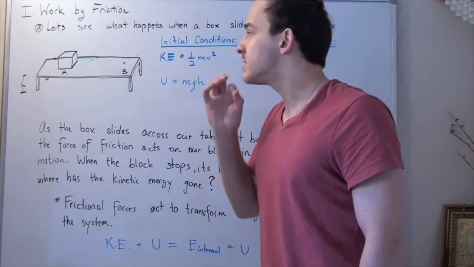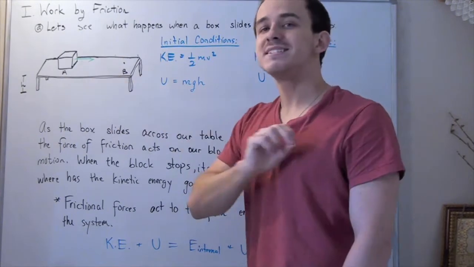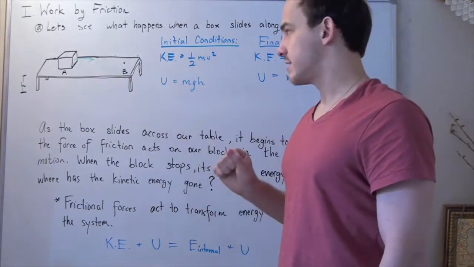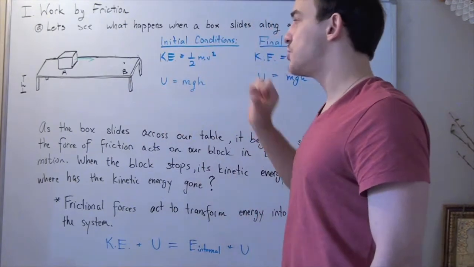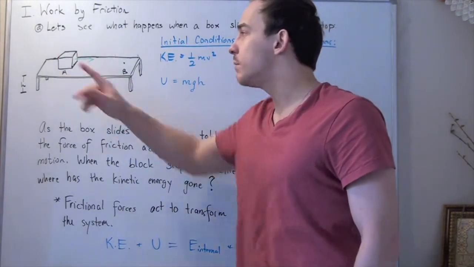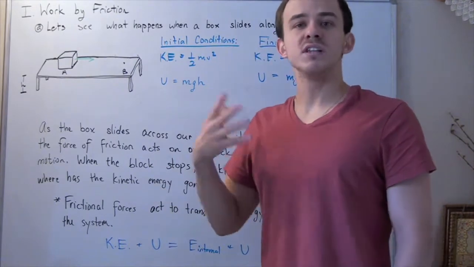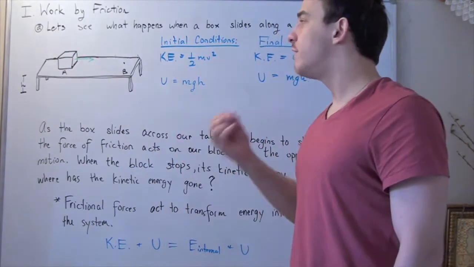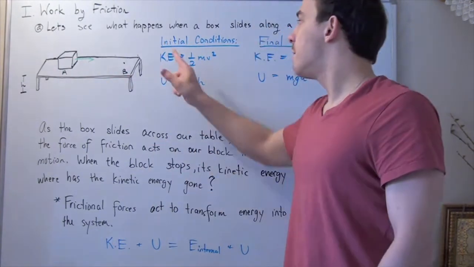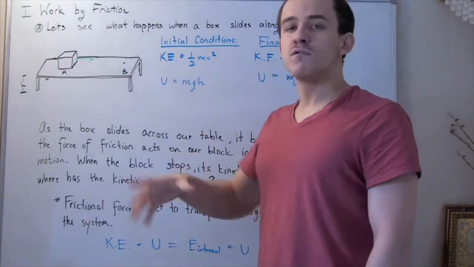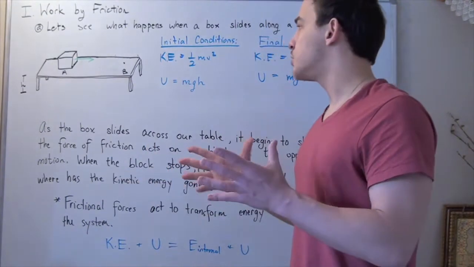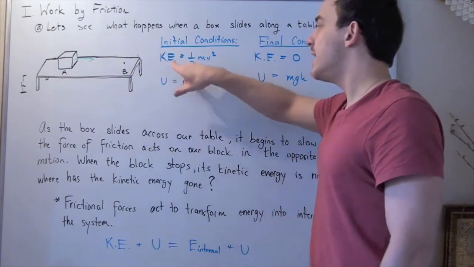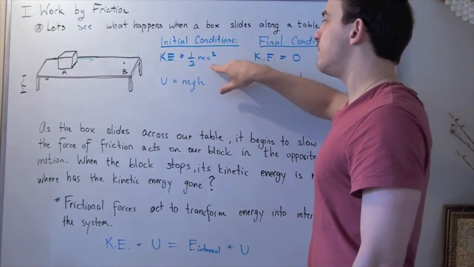And let's make the assumption that this tabletop is not frictionless. That means frictional forces do exist. Now let's look at our initial conditions. Initially, our box is traveling with some velocity v, and because it has some mass m, we can find the box's kinetic energy by using our formula for macro objects, for large objects such as this box. So, the kinetic energy of this box equals 1/2 times m v squared.